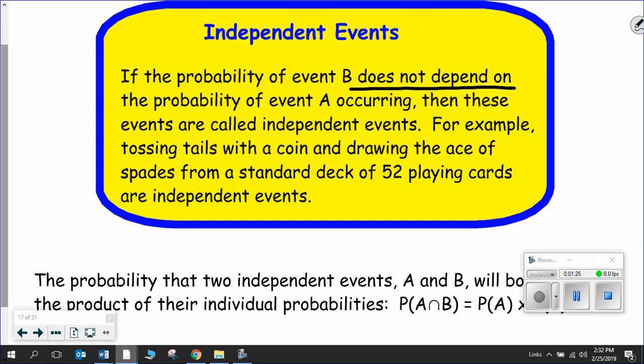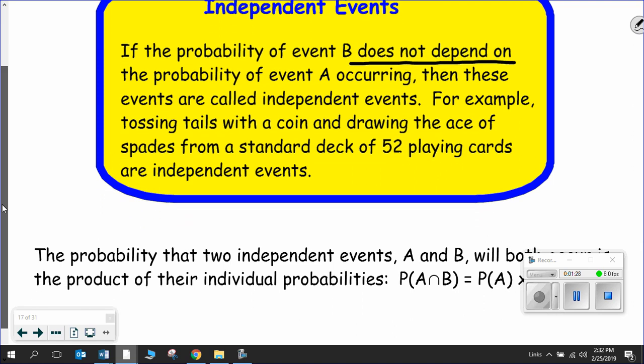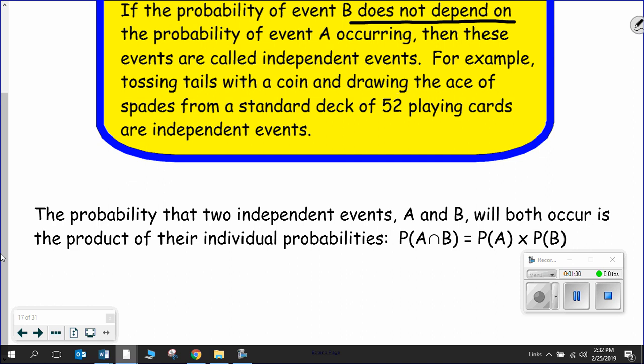The probability that two independent events, A and B, will both occur is basically just the product. I take the probability of A and the probability of B, what they would be separately, and I just multiply them together, and I get my independent event probability.